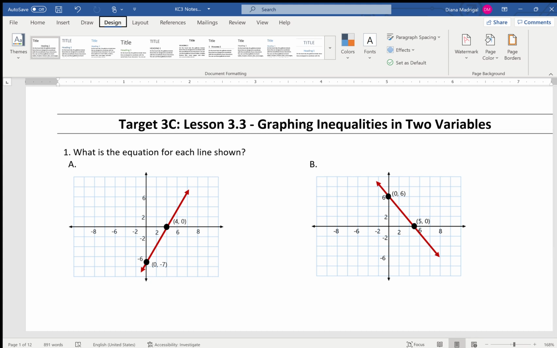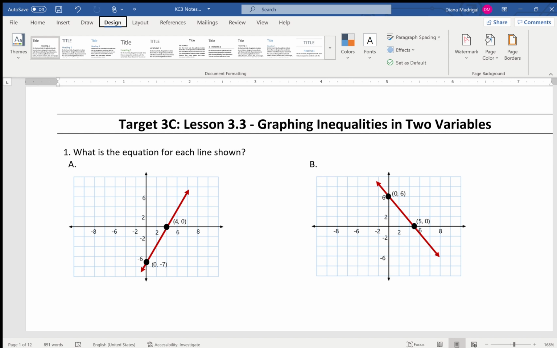We are moving on to target 3C, which is graphing inequalities within two variables. The main important thing here is that we remember how to get the equation of a line. It's very important that we know and understand how to get the slope and the y-intercept. So we're going to practice with these two warm-up problems, okay? All they want us to do is write the equation.